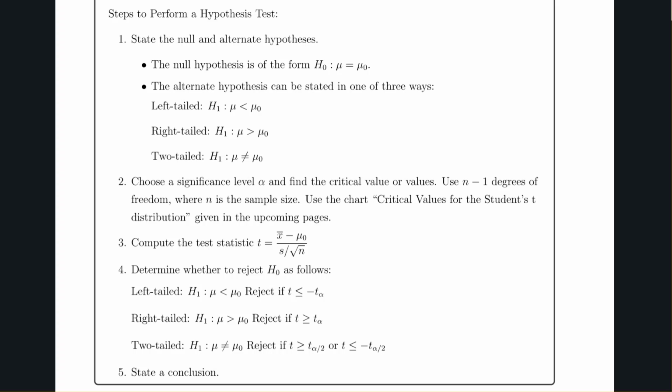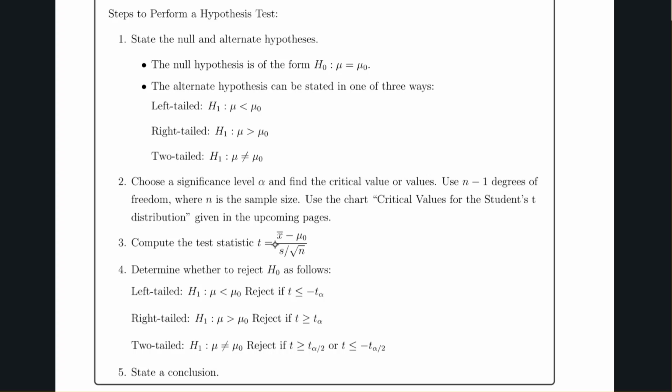Step 1 is to state the null and alternate hypothesis. As before, we have left-tailed, right-tailed, and two-tailed alternate hypotheses. Then you choose a significance level alpha if it's not already given, and find the critical value or values. Use n-1 degrees of freedom, where n is the sample size, and the chart of critical values for Student's t-distribution, which is given in the next few pages.